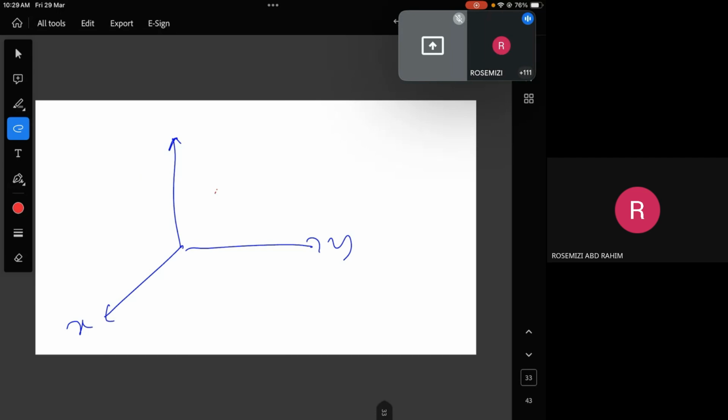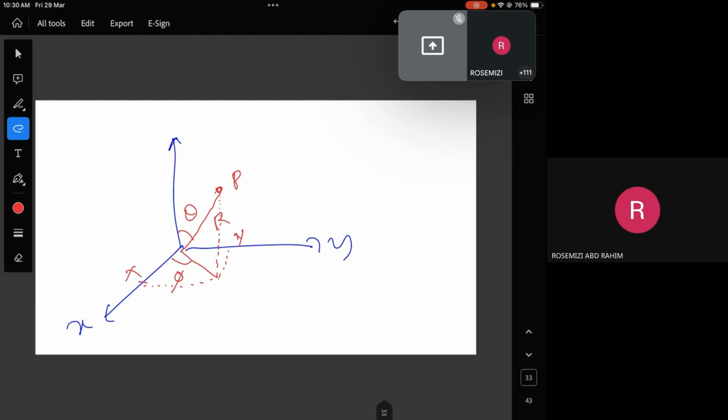Point P is here. This is R, theta. Again, we plot. This is phi. Y, X value.